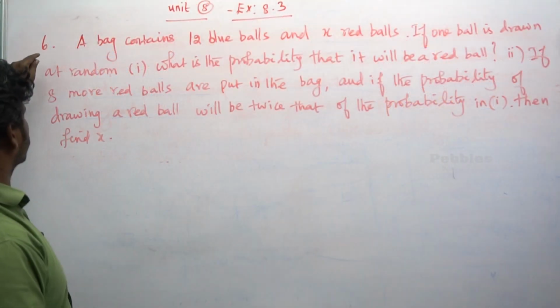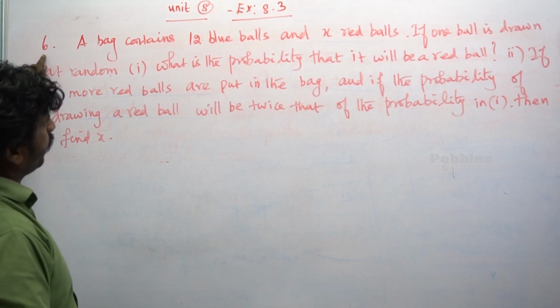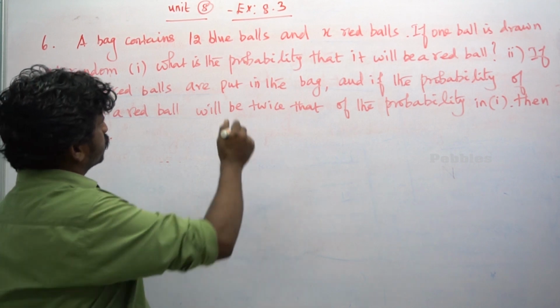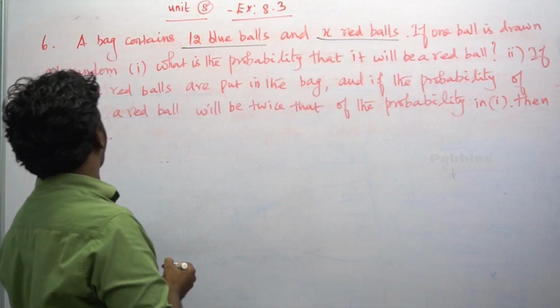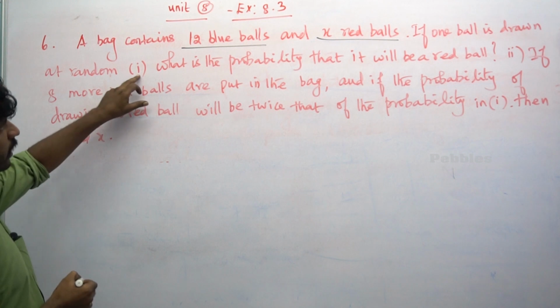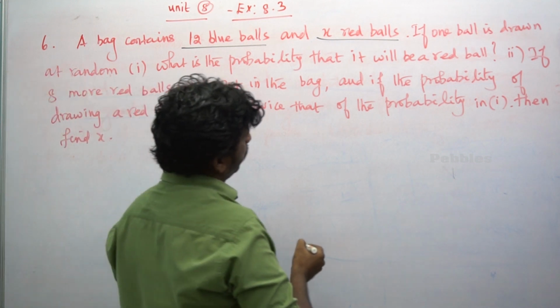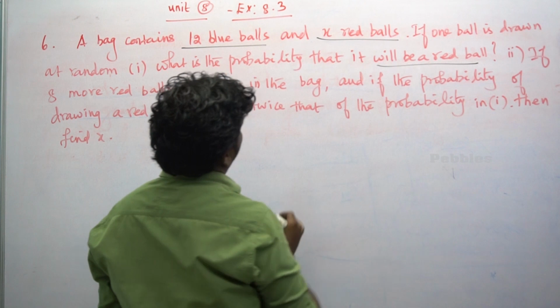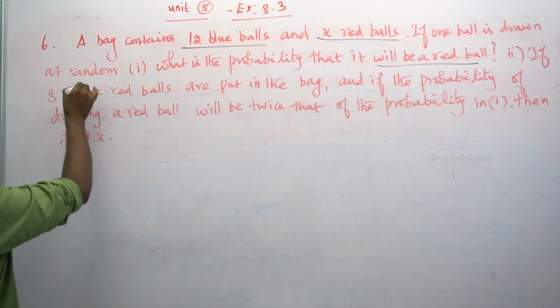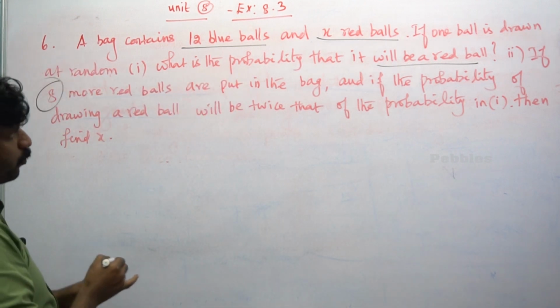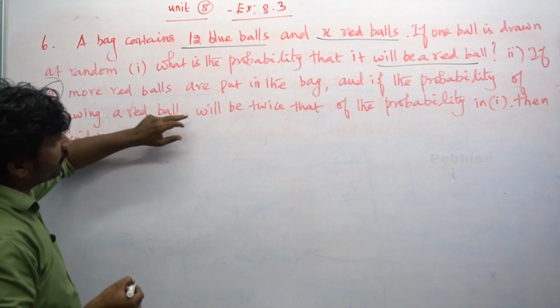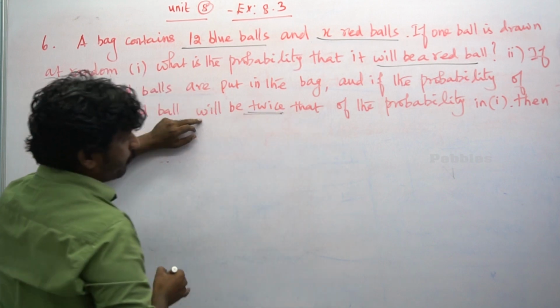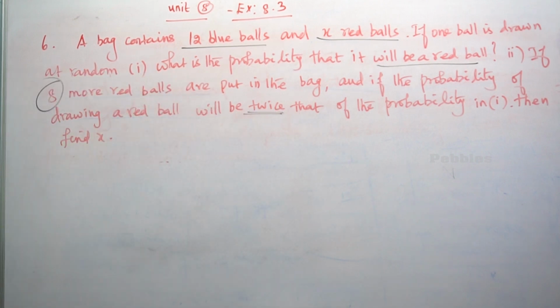This is the next problem, question number 6 in exercise 8.3. A bag contains 12 blue balls and x red balls. If one ball is drawn at random, see the first point, what is the probability that it will be a red ball? And second point, if 8 more red balls are put in the bag, and if the probability of drawing a red ball will be twice that of the probability in the first point, then find the x value also, right?